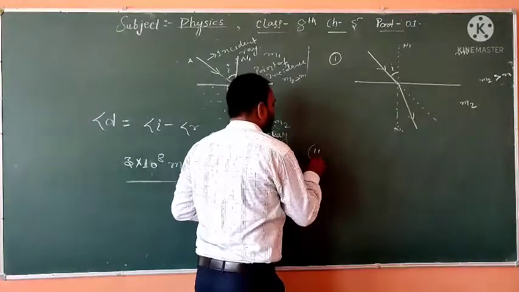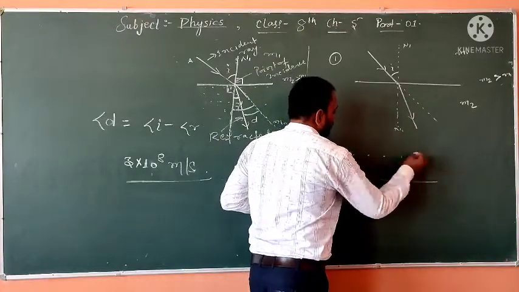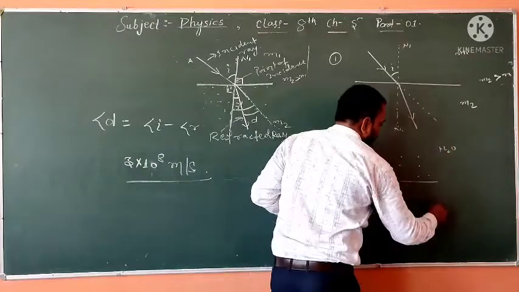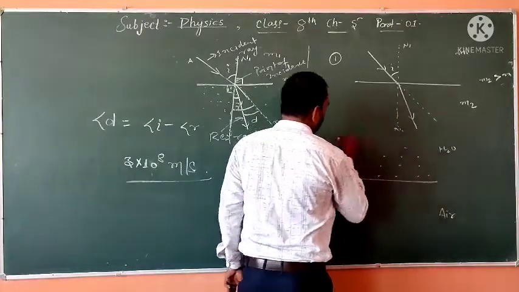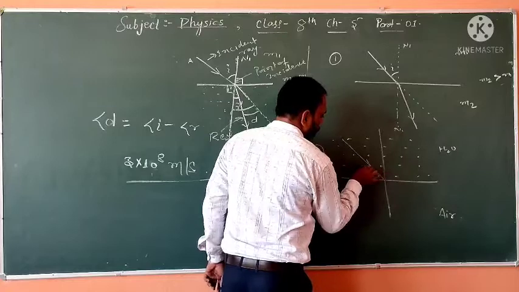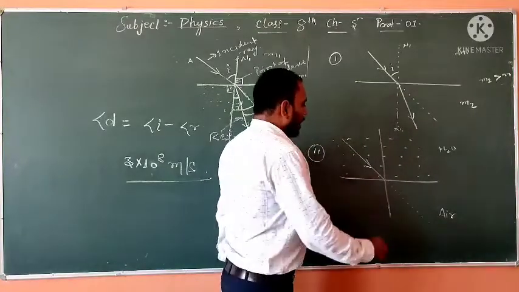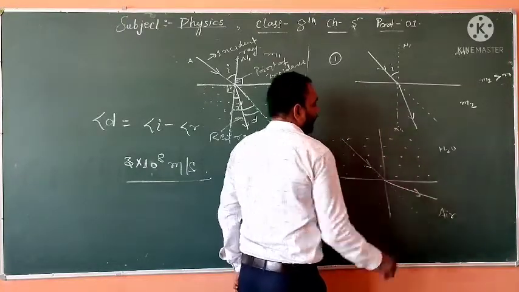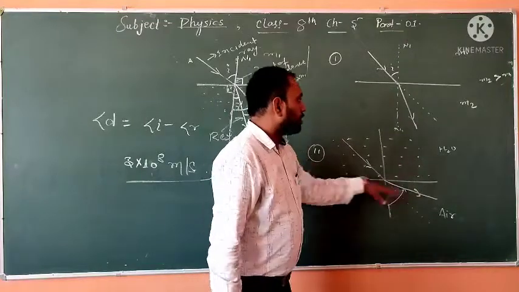Second case, when light passes from denser to rarer. Let's suppose this is water, a denser medium, and this is air, a rarer medium. As light passes from water to air, it would go like this on its original path, but light will not go on this path. Light bends from its original path and goes away from the normal.